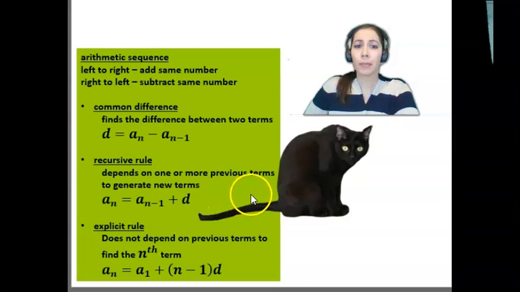The recursive rule depends on one or more previous terms to generate new terms. That formula is a sub n equals a sub n minus 1 plus d, and the explicit rule does not depend on previous terms to find the nth term. So a sub n equals a sub 1 plus the quantity n minus 1 times d is that formula.